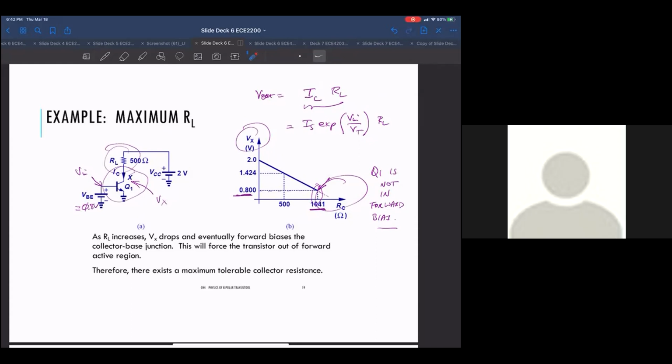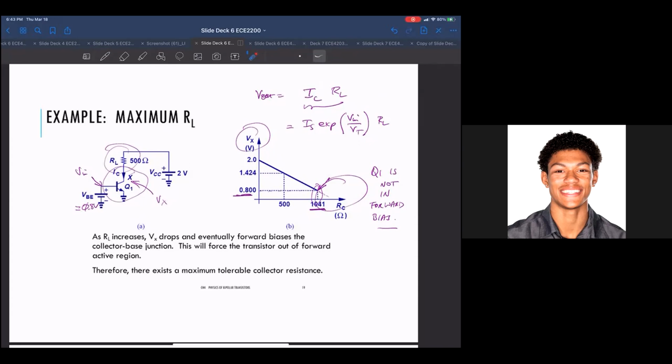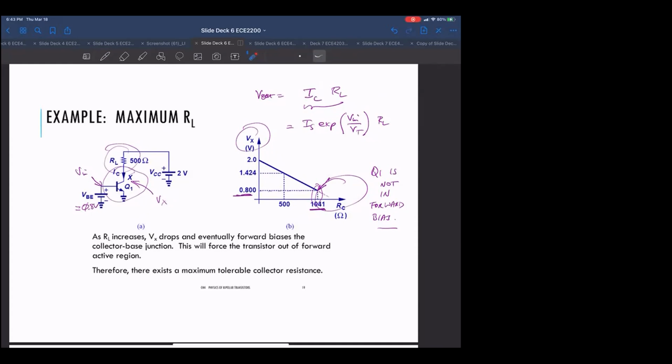Professor, I have a question. Yeah. Go ahead, Kevin. So we can basically look at a transistor as essentially a switch that is dependent on the input voltage. Is that correct? Yeah, you could think of it as a switch.